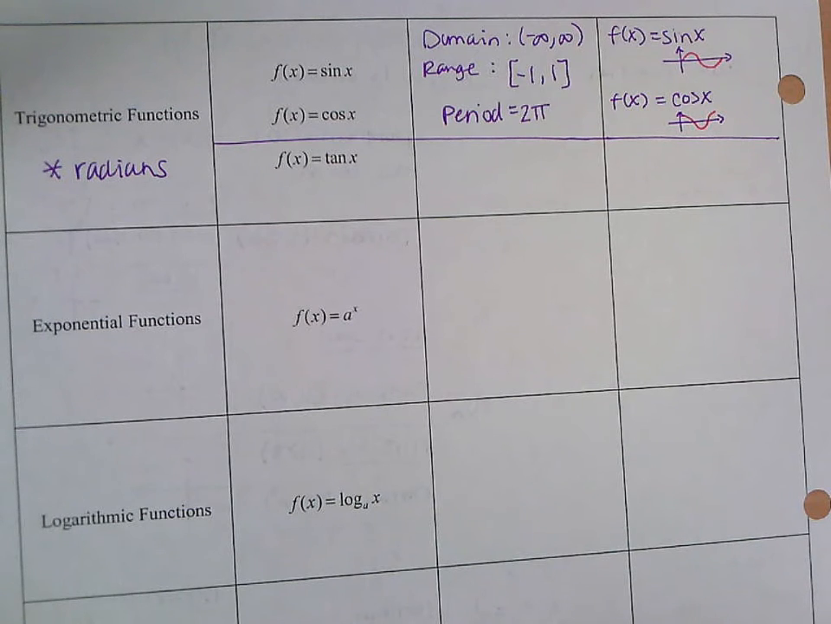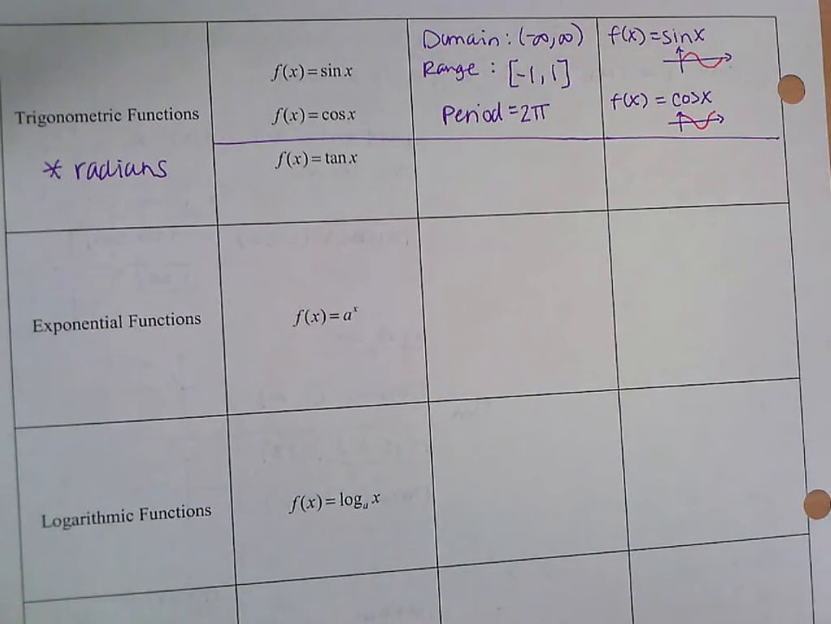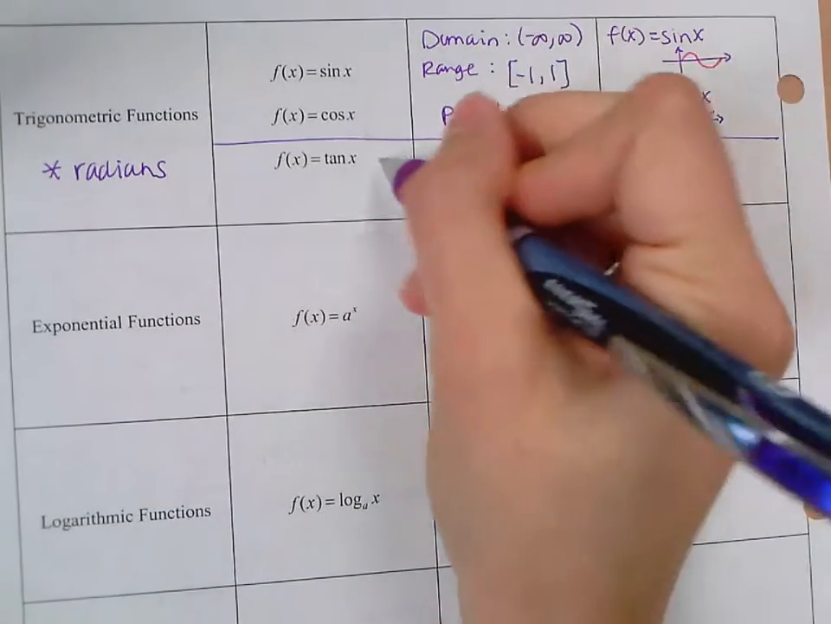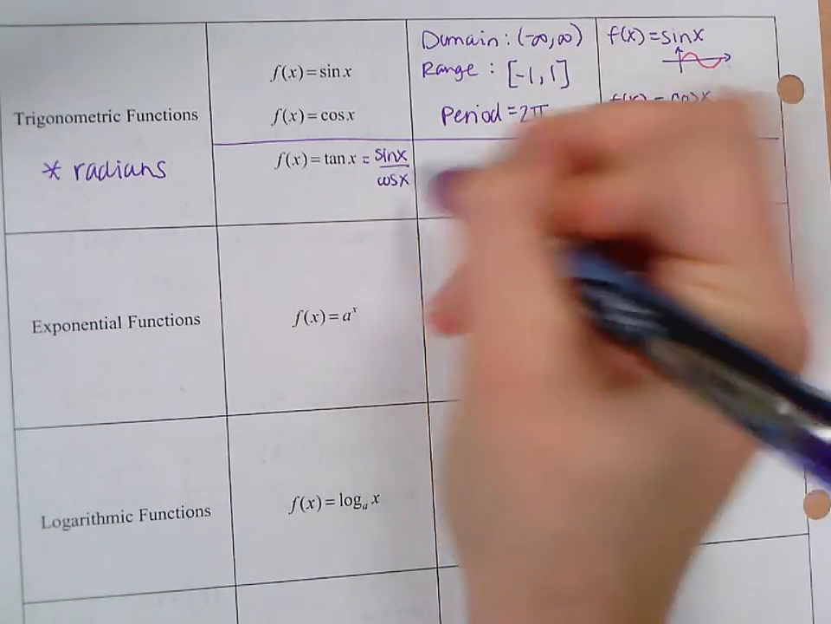Trig identities were probably huge in trig, but if it's some complex trig identity, they would give it to you if you needed it. And then how is tangent of x defined? How is it related to sine and cosine? It's sine over cosine, yes. Sine of x over cosine of x.